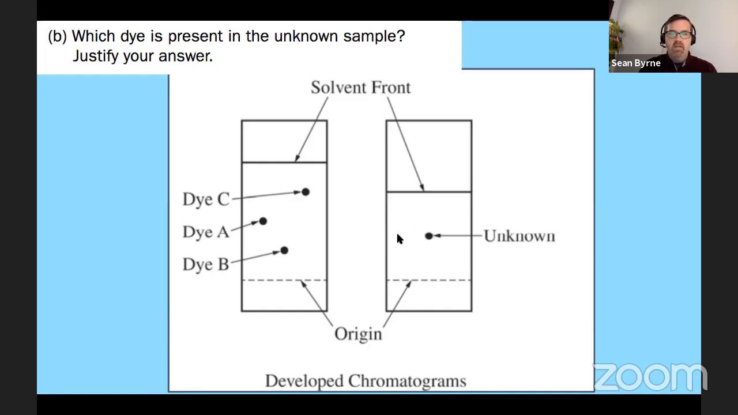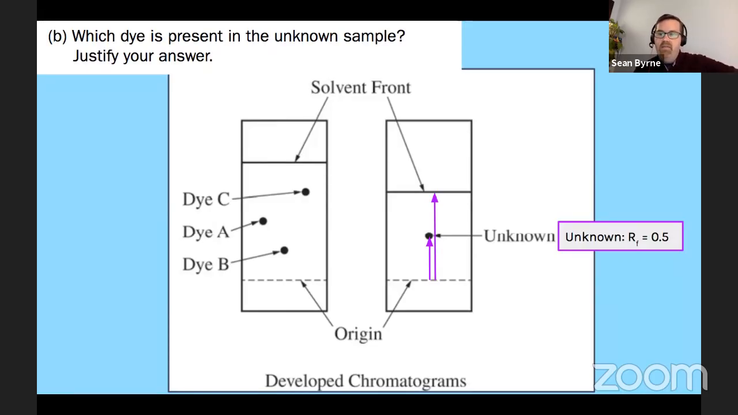If we drew a line across and matched it up, we would be left with something that's right in between. And so we want a more quantitative way of analyzing what's happening in the unknown and comparing that to what's happening in each of our knowns, dye A, B, and C. That's where we come to our measurements of the distance that the unknown dye traveled as compared to the distance that the solvent front traveled. What we call that is the retention factor, or R sub F.